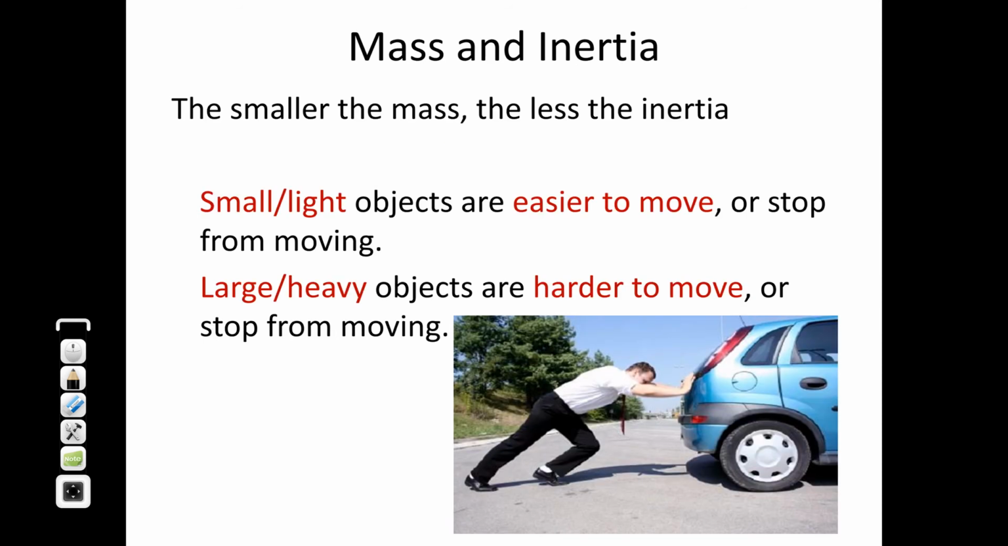So the smaller the object, the smaller the mass, the less inertia it has. And again, inertia is Newton's first law. It's resisting a change in motion. When an unbalanced force starts acting on it, it still tries to resist it. Obviously, it'll start going, but a larger object will take more force to start moving than a smaller object.